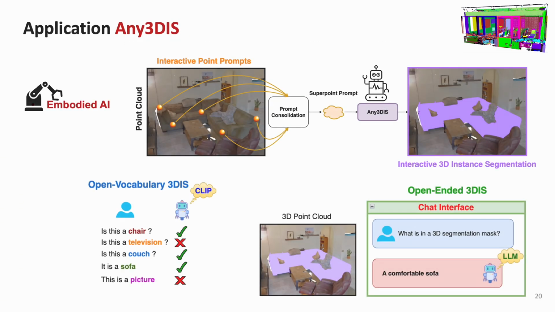Starting from a 3D point cloud and a few interactive point prompts, it generates precise 3D instant segmentation masks, allowing users, such as robot operators or annotators, to efficiently label complex scenes. Furthermore, by integrating large language models, Any3DIS can provide detailed, human-readable descriptions of segmented objects, making it ideal for embodied AI systems, robot perception, AR/VR environments, and autonomous scene understanding in unstructured indoor settings.